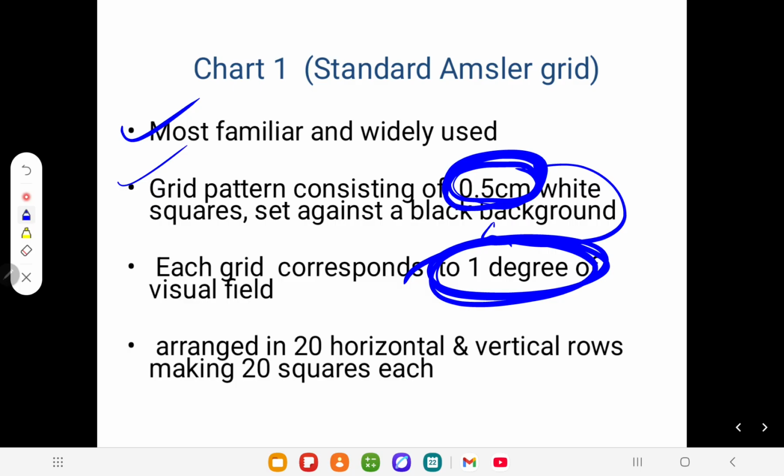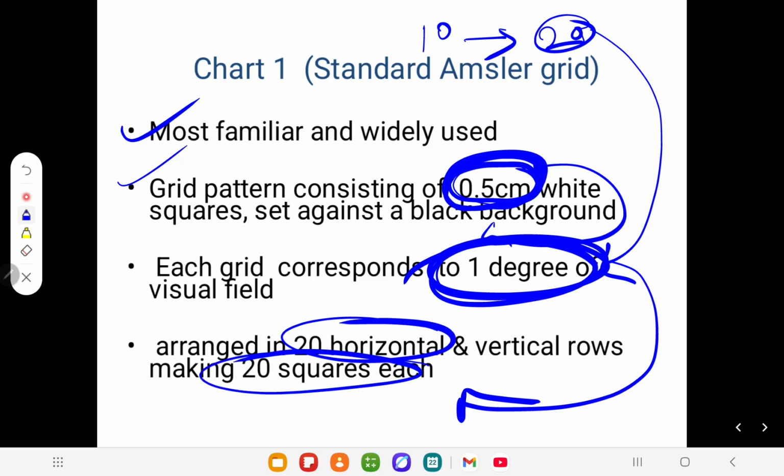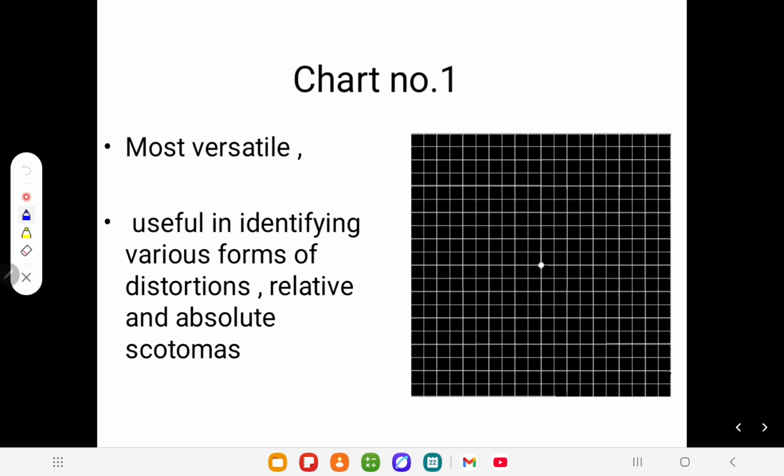It's very important. If you break 10 centimeters into 0.5 centimeter boxes, isn't it 20 boxes? Each box corresponds to 1 degree, which means 20 horizontal degrees and 20 vertical degrees. That's why the Amsler grid always corresponds to a 20-degree visual field. It always comes in the MCQ: what is the distance between two lines in the normal standard chart?